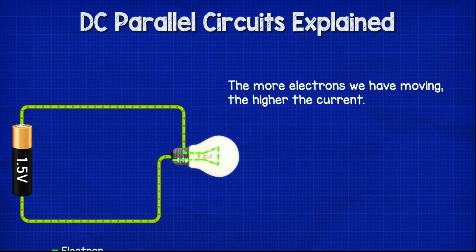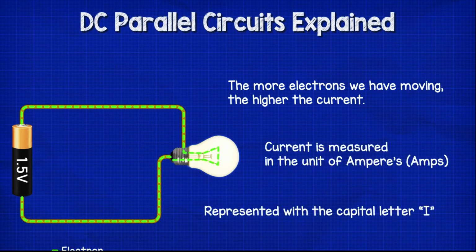The more electrons we have moving, the higher the current. We represent current with a capital letter I, and we measure current in a unit of amperes, but we'll usually just shorten this to say amps.